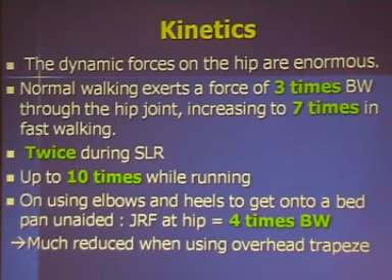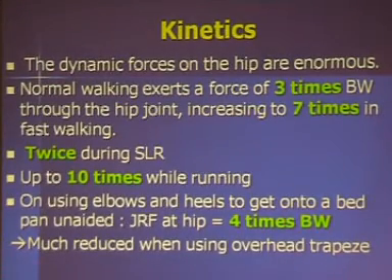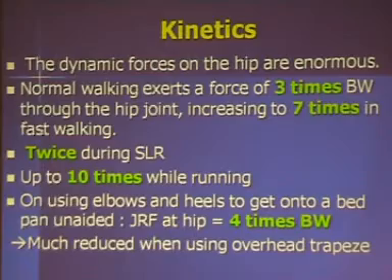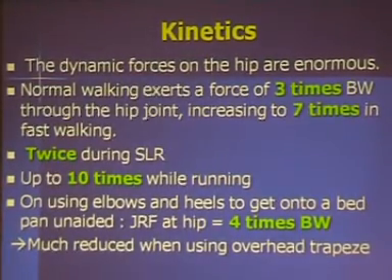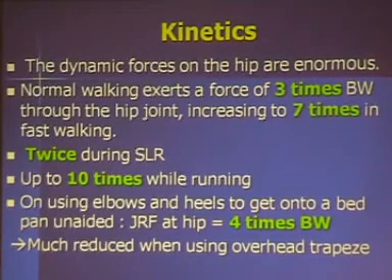Kinetics, as we all know, the dynamic forces on the hip are enormous. Normal walking exerts 3 times the body weight. We always refer to the body weight when discussing the hip joint. Sometimes in fast walking it is up to 7 times, and twice during straight leg raising, and 10 times in running. One application is when we get the patient served in bed while putting him on a bed pan, unaided: the joint reaction forces account for up to 4 times body weight, much reduced with using an overhead trapeze.